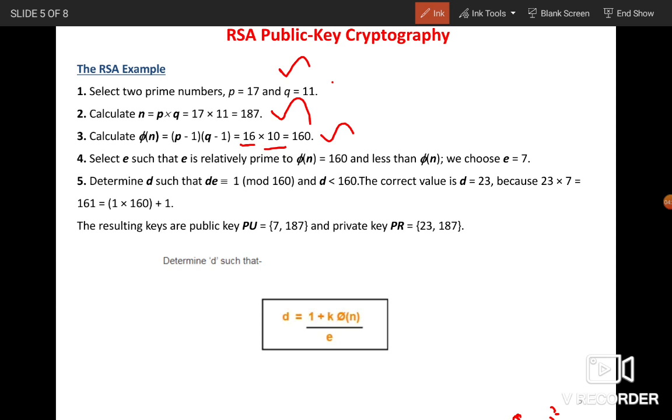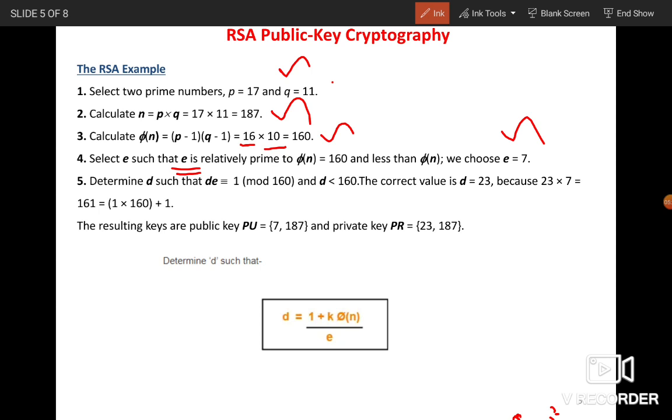Then you can choose e. Mostly in the problem, the value of e will be given. If it is not given, then you can go with any number. It should be a prime number and it should lie between 1 and phi of n, that is 160, and the greatest common divisor between e and phi of n should be equal to 1. So now we have chosen the value of e as 7.